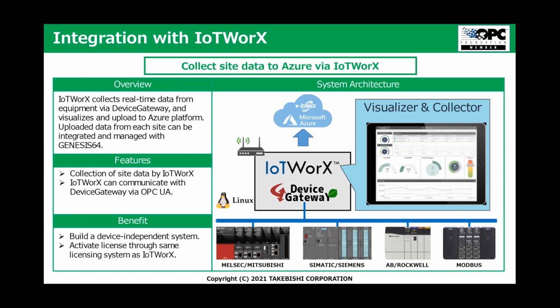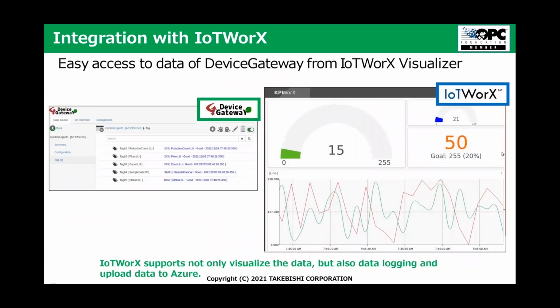Again here, the biggest benefit is that it's a completely built-in, device independent system, so flexibility is very important here. You can also activate the license via the same licensing system that IoT Works provides. So this is also very handy for customers. You have easy access to the data of that device gateway from the IoT Works visualizer. Here at the left hand side, you can see the several tags that can be read out, and at the right hand side, IoT Works can be used to visualize the data, and not only visualize but also do data logging and upload the data to Azure.